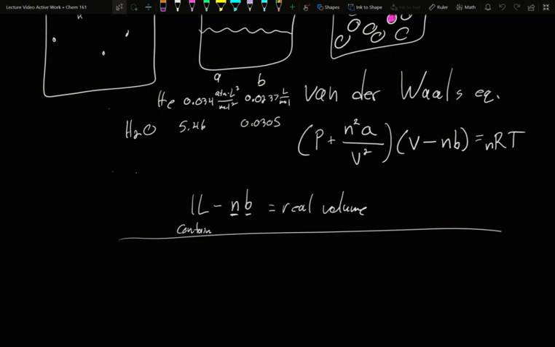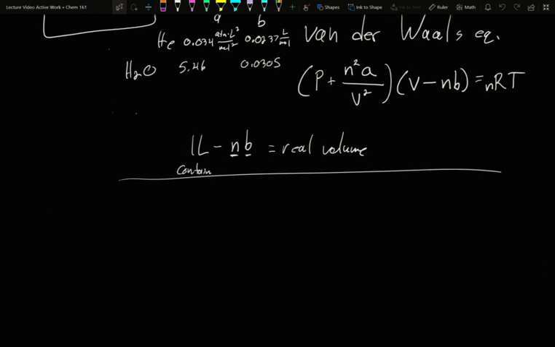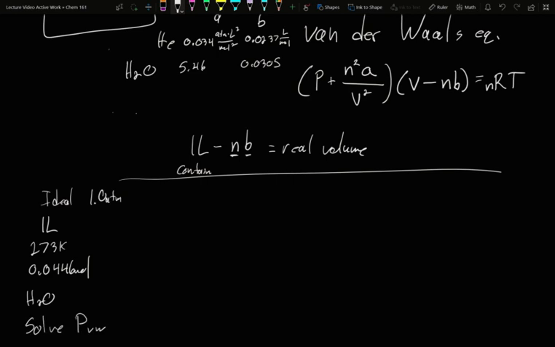So if we want to find our real pressure here, let's do an example. We're going to be in a 1 liter container. We're going to be at 273 Kelvin. And we're going to have 0.0446 moles of a gas. And we're going to use water. So if we go to our problem, let's solve the van der Waals pressure.